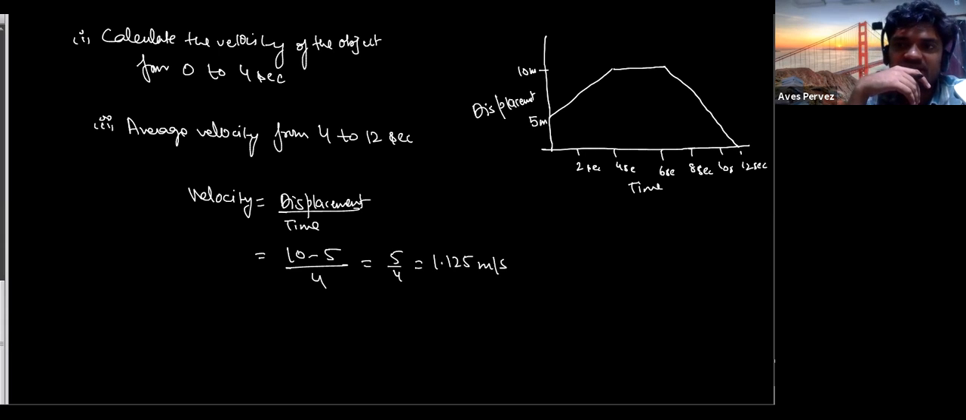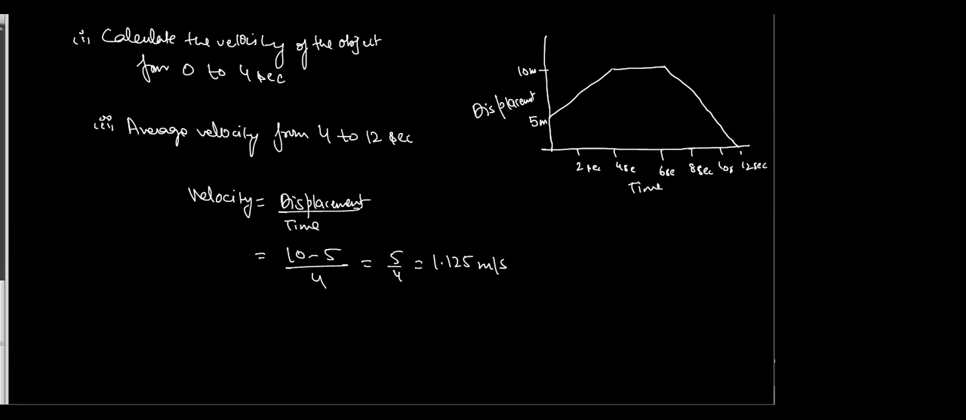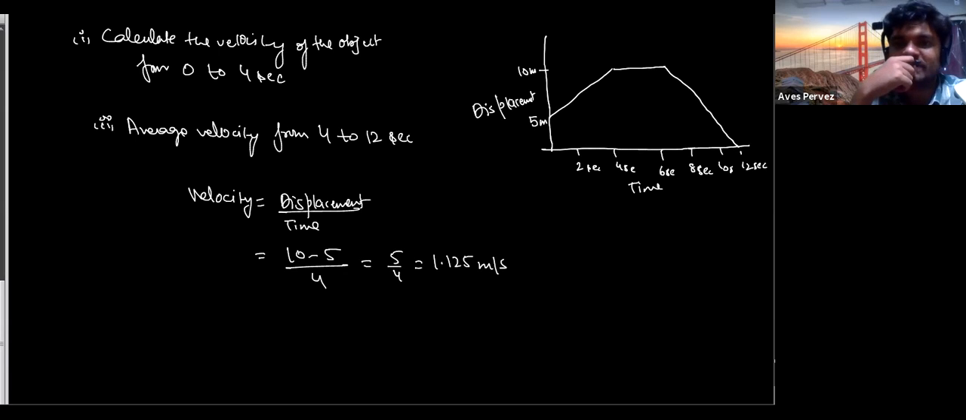Okay, find the average velocity of the object from 4 to 12 seconds. How will you find the average velocity? Total displacement upon total time. Yes. So first you need to calculate the total displacement from this to this, and the total displacement from this to this, and then add these two displacements with the proper sign, and then divide by the total time, which is 8 seconds. Okay, calculate it.